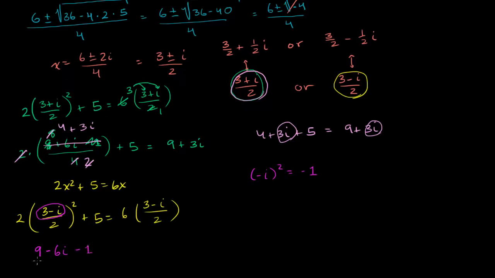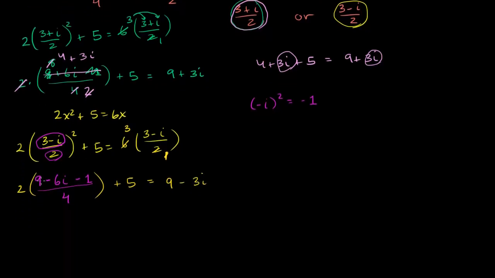-1. And all of that over 4, because 2 squared is 4. Times 2 over here. Plus 5 needs to be equal to, well, before I even multiply it out, we can divide the numerator and the denominator by 2. So 6 divided by 2 is 3, 2 divided by 2 is 1. So 3 times 3 is 9. 3 times negative i is negative 3i. And if we simplify it a little bit more, 9 minus 1 is going to be 8. We have 8 minus 6i.